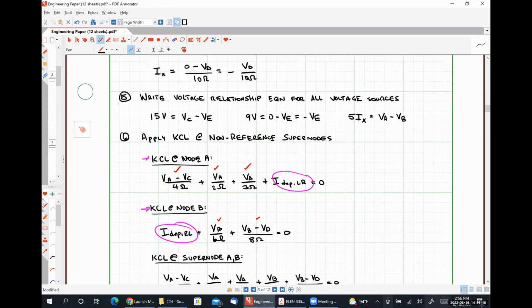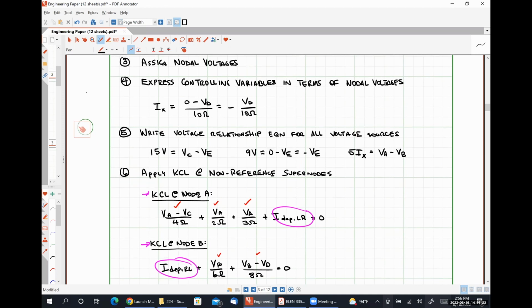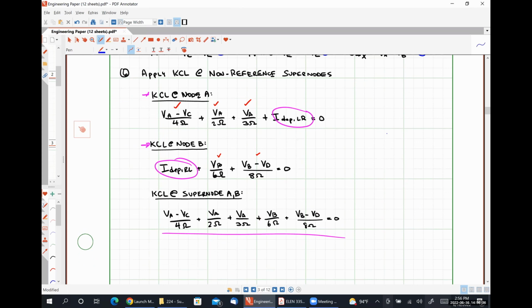Now, let's just look at things here real quick. Let's do these in blue. 1 equation, 2 equations, 3 equations, 4 equations. Here is our 5th equation. We still have a few more to write.